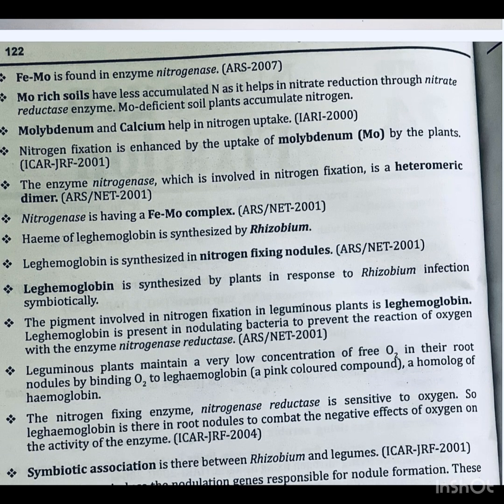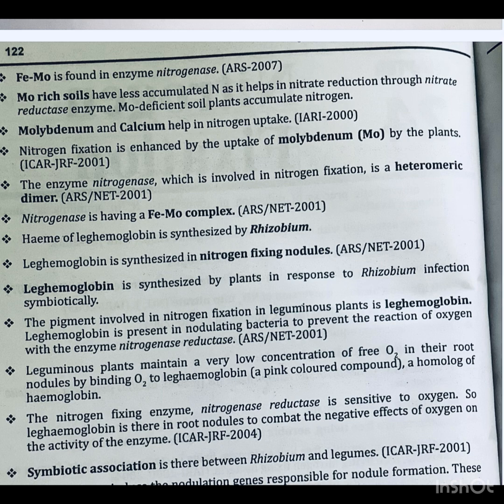Molybdenum-rich soils have less accumulated nitrogen as it helps in nitrate reduction through the nitrate reductase enzyme. In molybdenum-deficient soil, plants accumulate nitrogen. Molybdenum and calcium help in nitrogen uptake. IARI 2000 question. Nitrogen fixation is enhanced by the uptake of molybdenum by the plants. ICAR JRF 2001 question. The enzyme nitrogenase, which is involved in nitrogen fixation, is a heteromeric dimer. ARS Net 2001. Nitrogenase has a ferrous molybdenum complex.